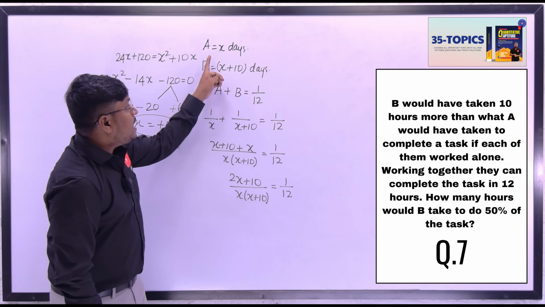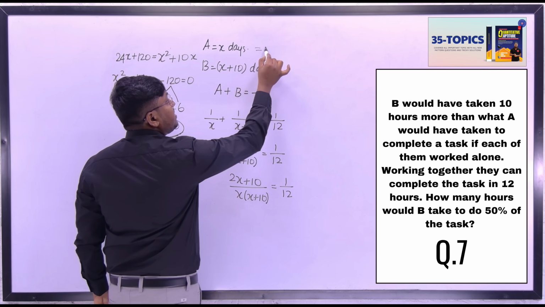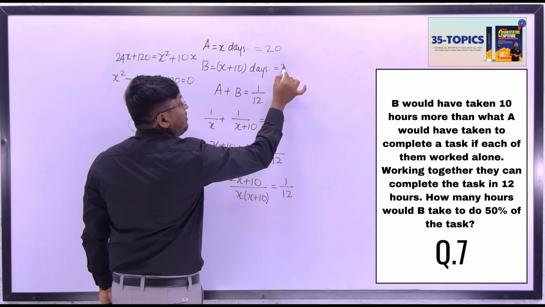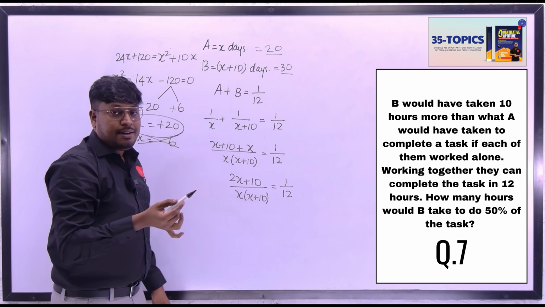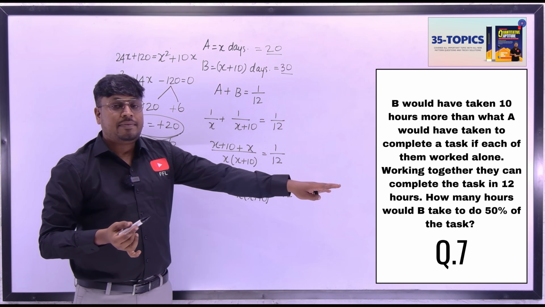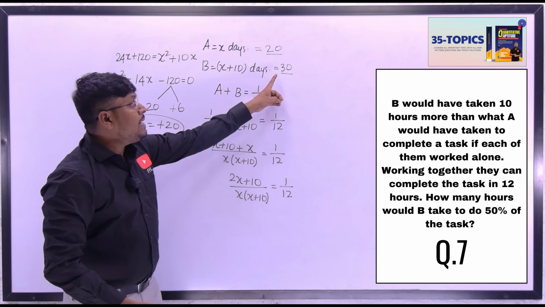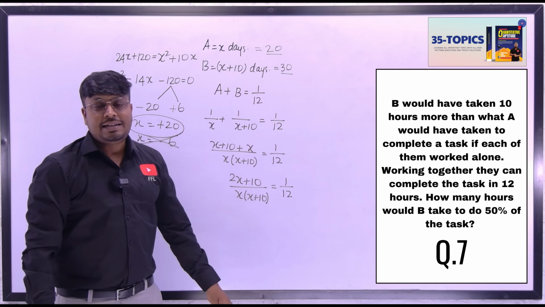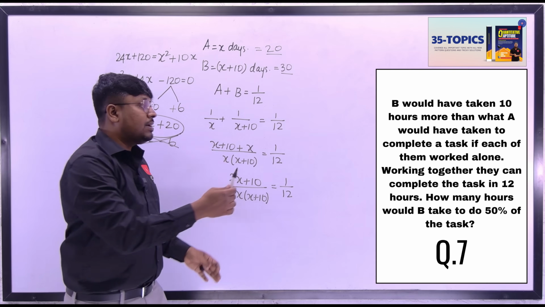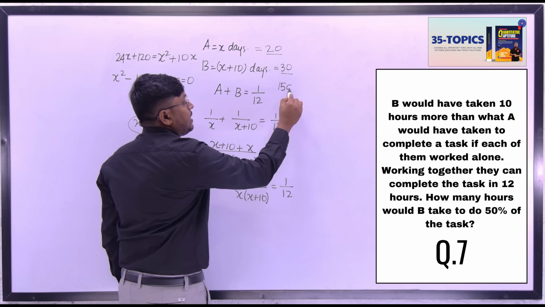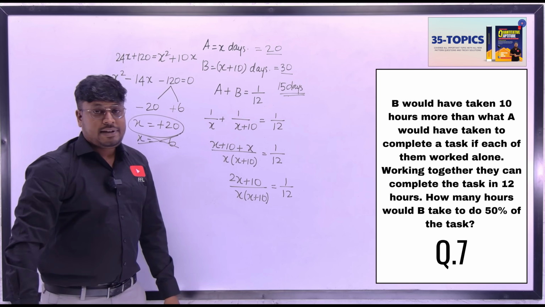So we already assumed A as x days. So now A alone can complete the work in 20 days. So B will be completing in 30 days. But this is not the final answer. Our target is to find what is 50% of the work. So if B completes 100% of the work in 30 days, then only 50% of the work, which is half of the work, will be completed in 15 days. So finally the answer for the question is 15 days.